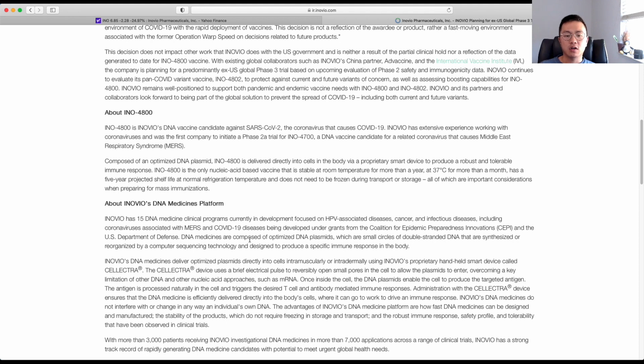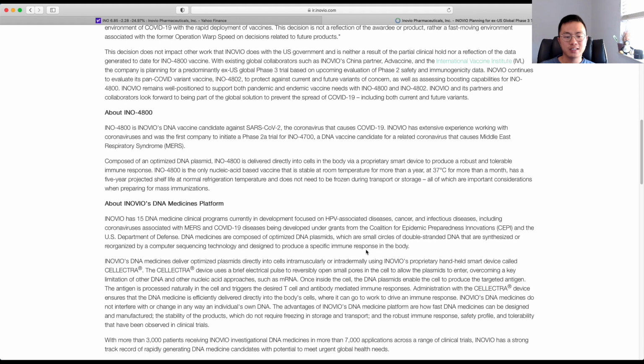DNA medicines are composed of optimized DNA plasmids, which are small circles of DNA that are synthesized or reorganized by computer sequencing technology and designed to produce a specific immune response in the body using the CELLECTRA device to administer the product.